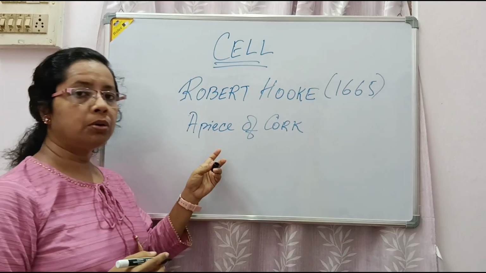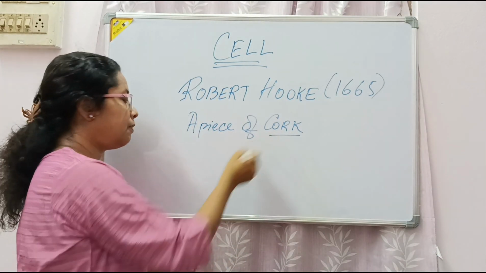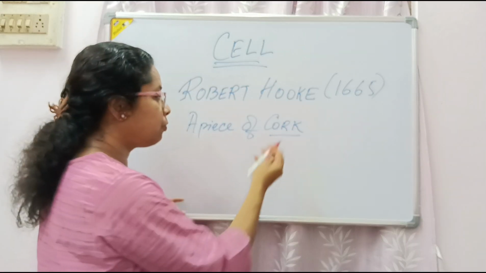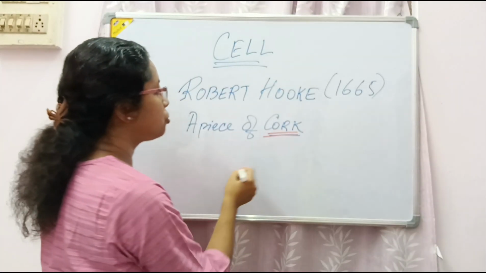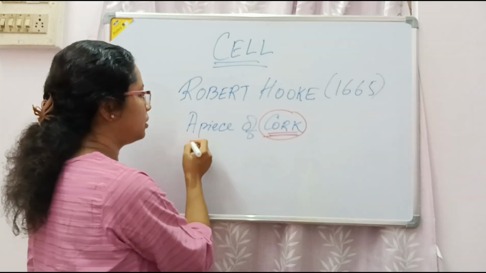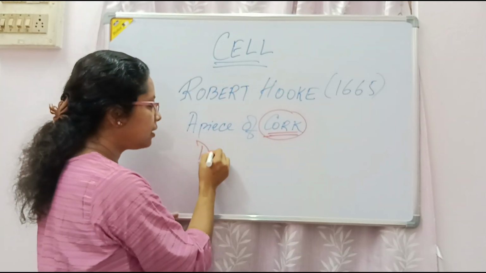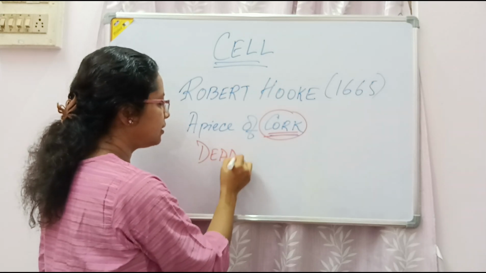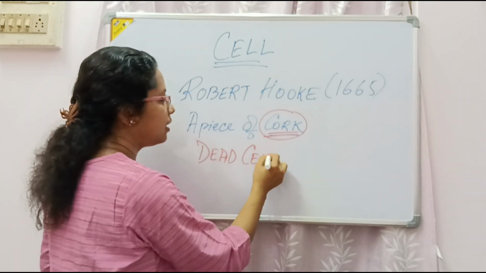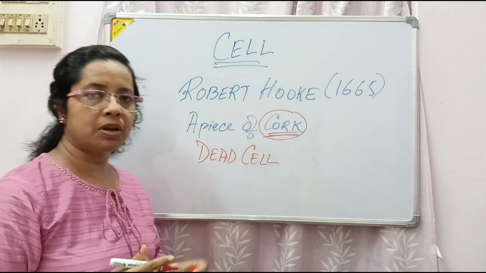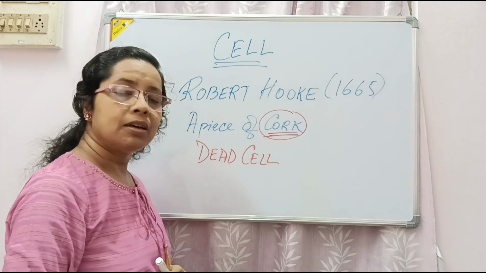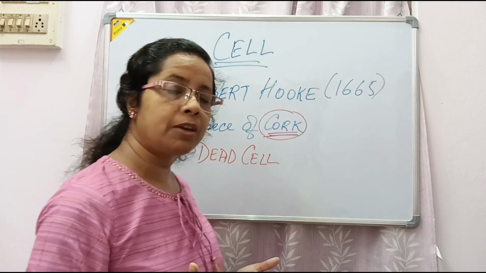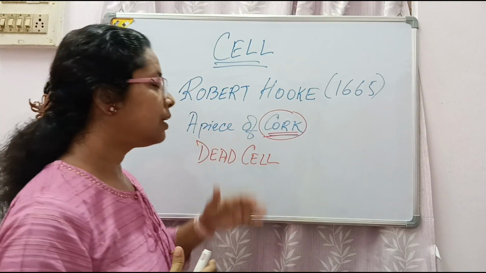Now, let me tell you, cork by itself is a dead tissue. So, what Robert Hooke saw inside the cork was dead cell, because cork itself is made of dead tissue. But whatsoever the case, he was the first person to have a microscopic view of cell.